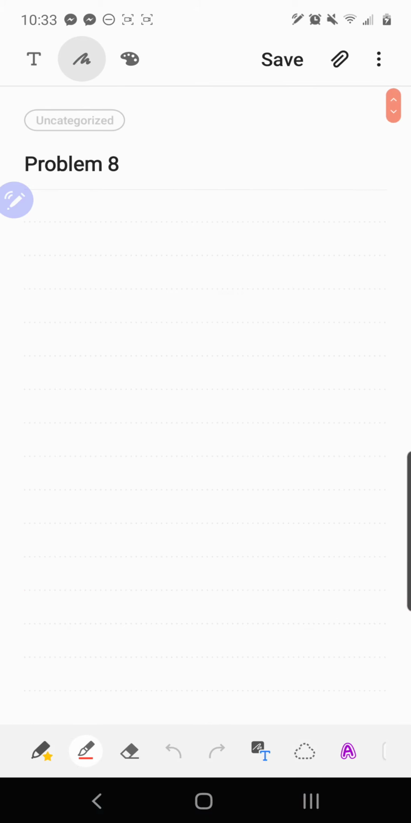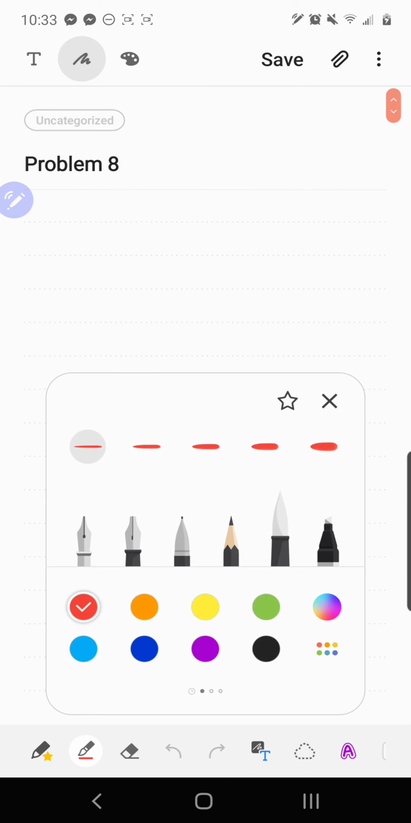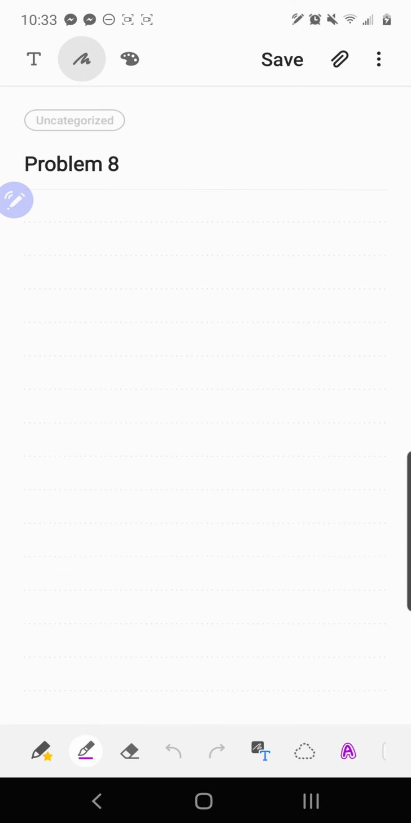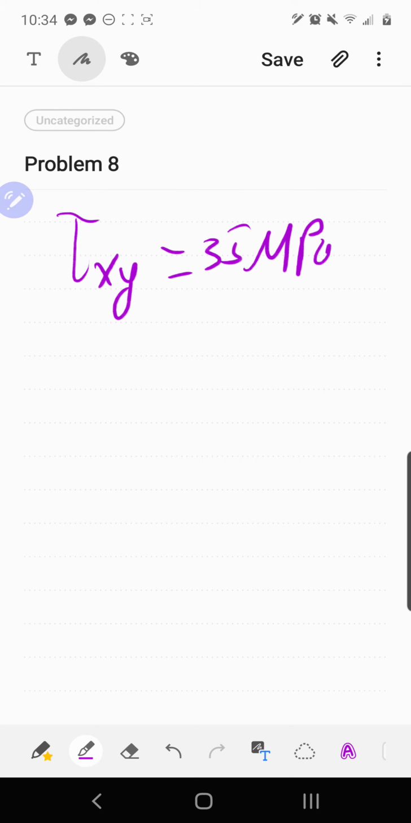All right, we are given a shear stress. Let's use a different color because I'm tired of red. Tau xy is 35 MPa, and a shear modulus of 75 GPa. The shear strain is what? What is the shear strain?